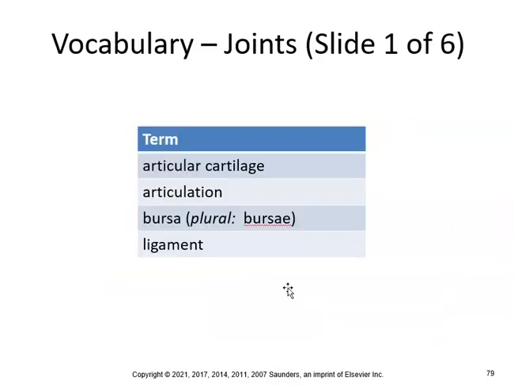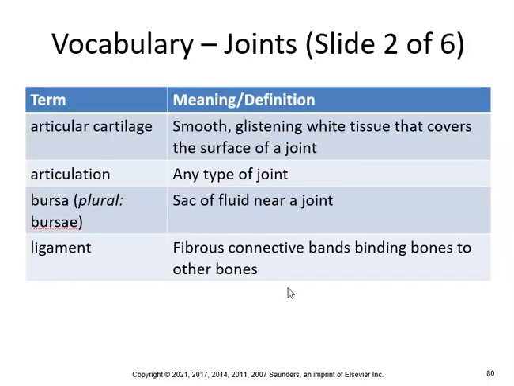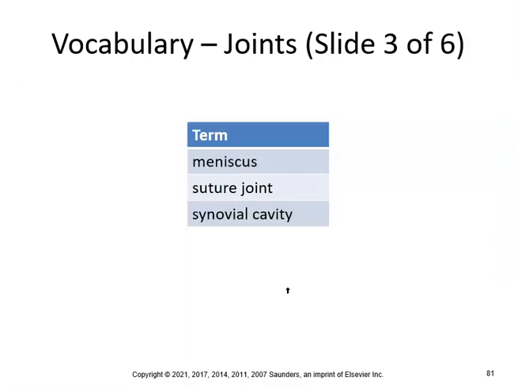Okay, you have articular cartilage, articulation, bursas, and ligaments. So articular cartilage is smooth, glistening white tissue that covers the surface of a joint. Articulation is any type of joint. Bursa is a sac of fluid near a joint. Ligament, again, attaches bone to bone.